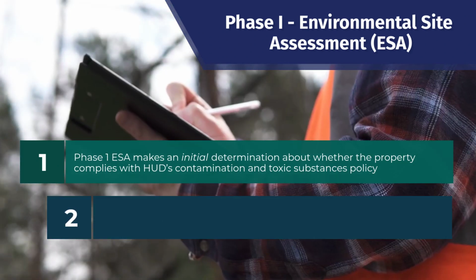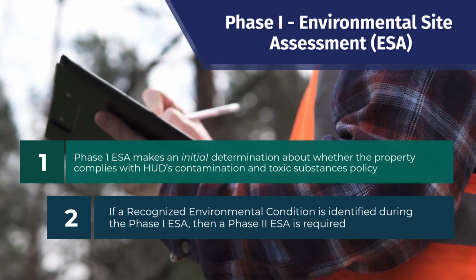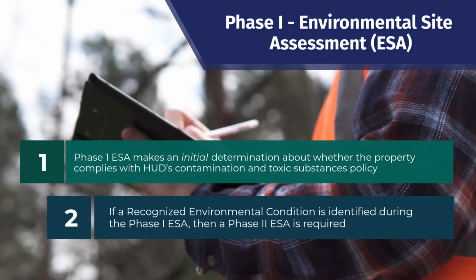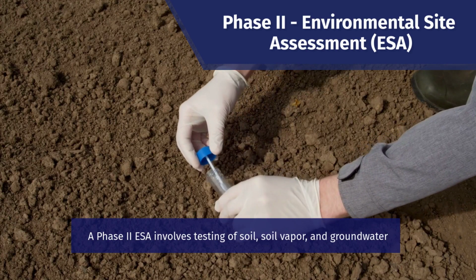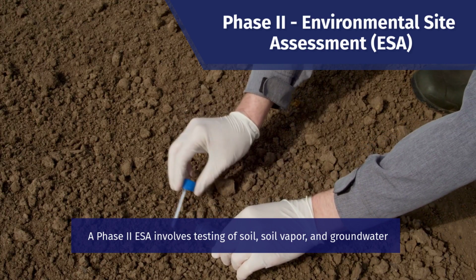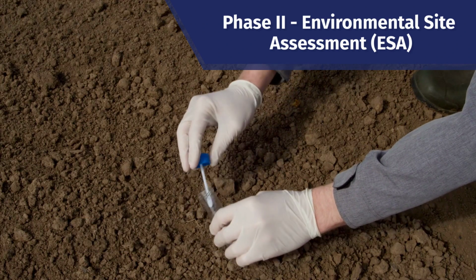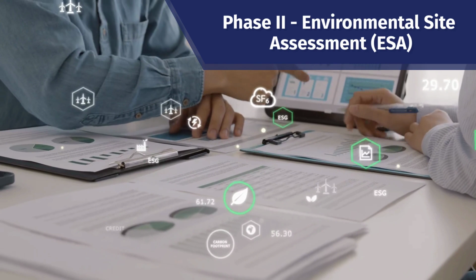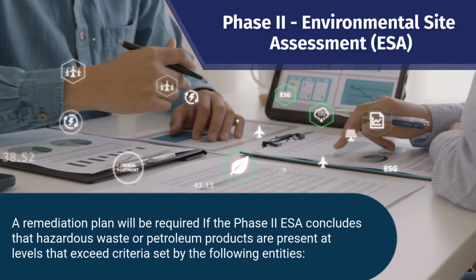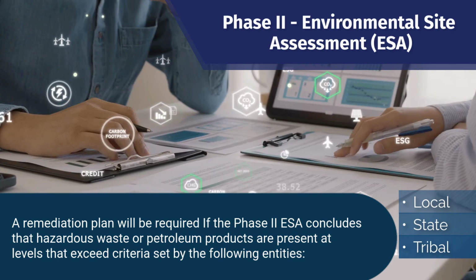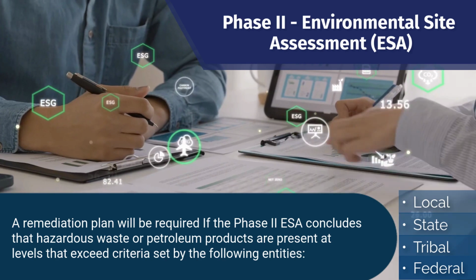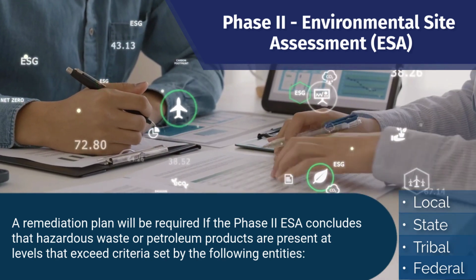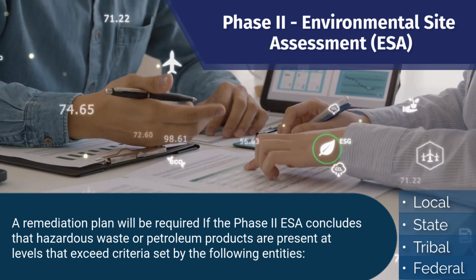If the Phase 1 indicates the presence of a recognized environmental condition, or another unacceptable risk to HUD is present, then a Phase 2 ESA is required. A Phase 2 ESA involves testing of soil, soil vapor, and groundwater. If the Phase 2 ESA concludes that hazardous waste or petroleum products are present at levels that exceed local, state, tribal, and federal unrestricted criteria, or that it is likely that known or expected off-site contamination will migrate onto that site, HUD will require a remediation plan.